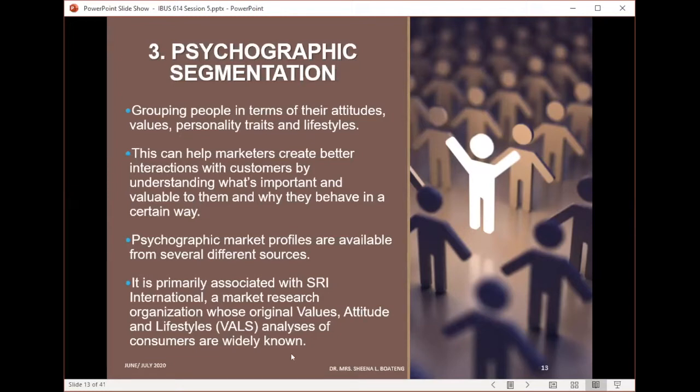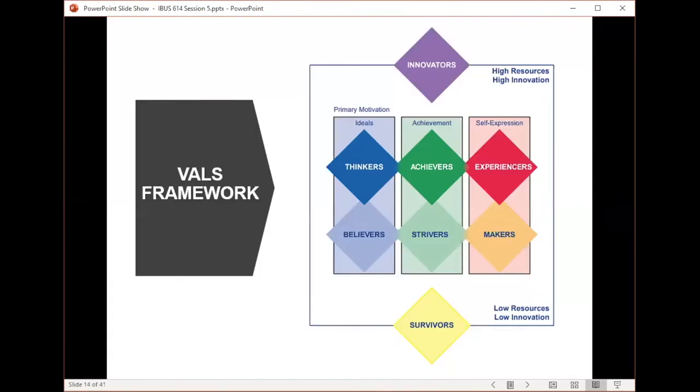And it basically classifies consumers' values, attitudes, and lifestyles using certain criteria on the basis of their motivations, as well as their access to resources and the level of innovation that they exhibit. So when we are talking about the VALS framework, this is what we are talking about. It is in the form of a square with innovators on the extreme top and survivors on the bottom, and then 6 other kinds of consumers in between.